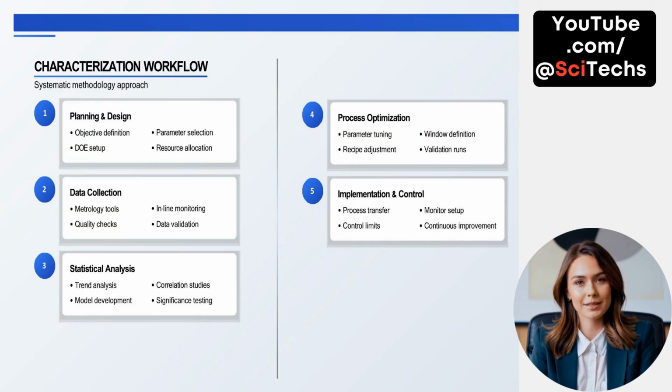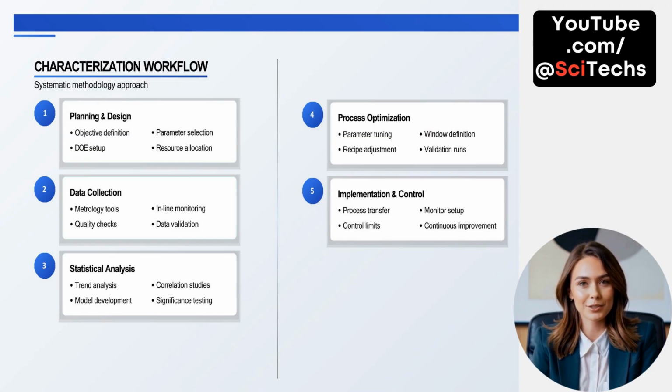The third stage, statistical analysis, involves evaluating trends, developing predictive models, and conducting correlation and significance testing to draw actionable conclusions from the data. Process optimization follows, where parameters are fine-tuned, recipes are adjusted, and process windows are defined through validation runs. Finally, implementation and control includes transferring the optimized process, setting control limits, configuring monitoring systems, and embedding a culture of continuous improvement to sustain gains over time.